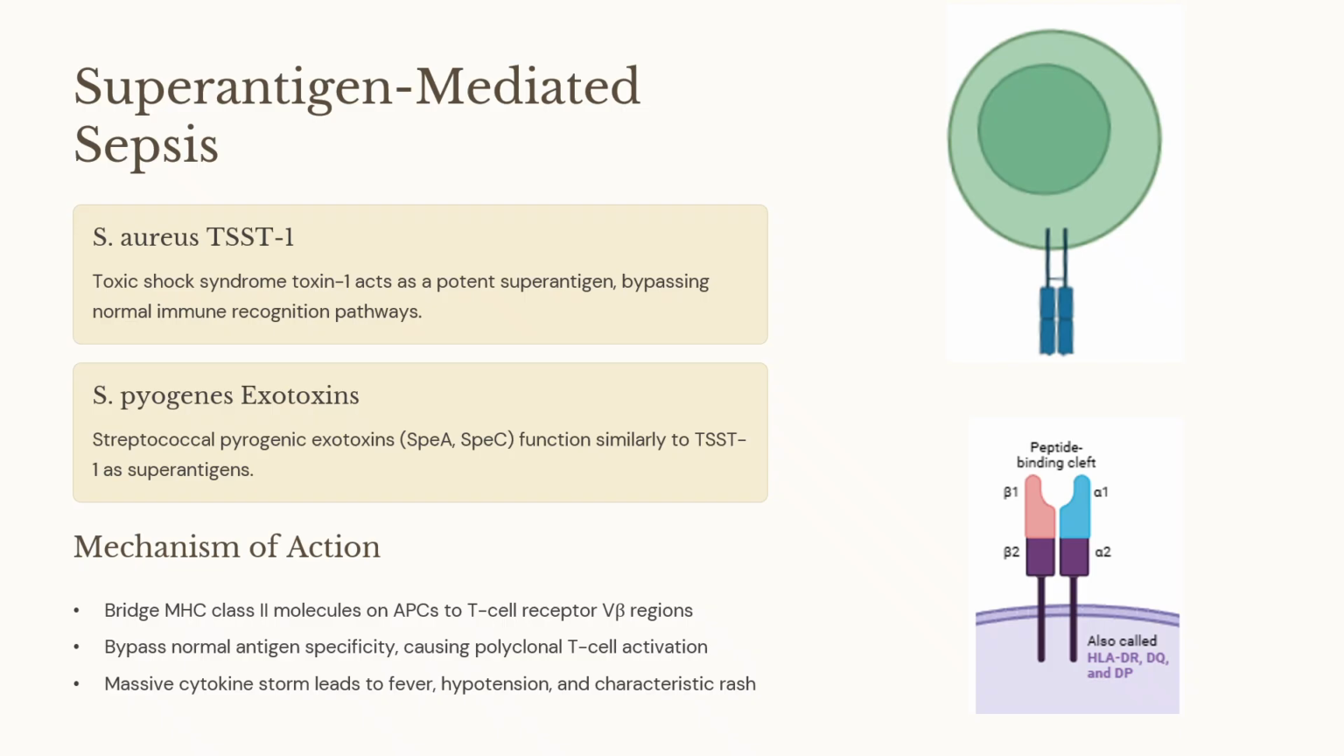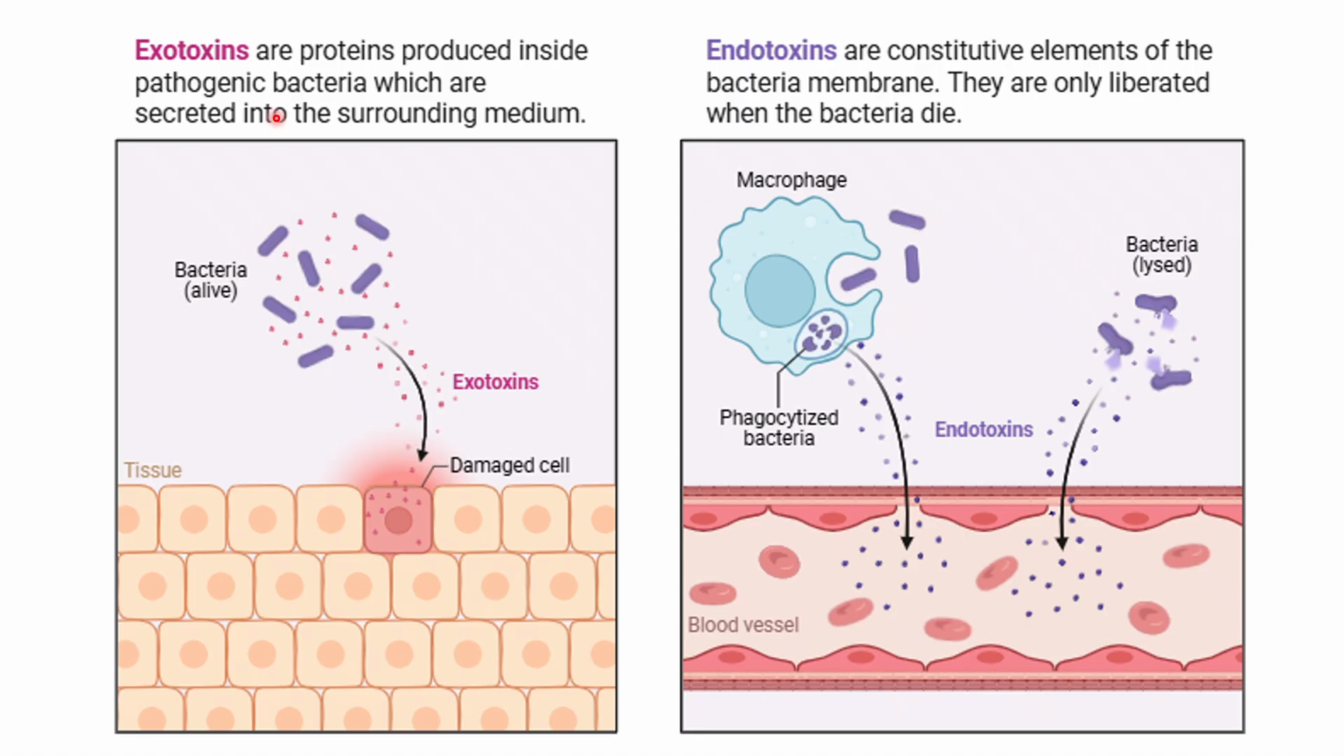The take-home points: both Staphylococcus aureus and Streptococci pyogenes produce the toxins. They are the exotoxins, and here we have seen the toxic shock syndrome mechanism. This is the exotoxin which we have talked about now.